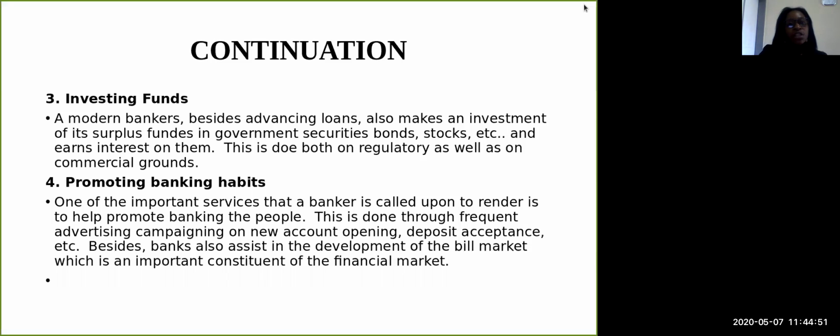The fourth function of commercial banks, which is promoting banking habits. One of the important services that a banker is called upon to render is to help promote banking to people. This is done through frequent advertising campaigns, new account opening, deposit acceptance, and the like. But besides this, banks also assist in development of the bill market, which is an important constituent of the financial market.